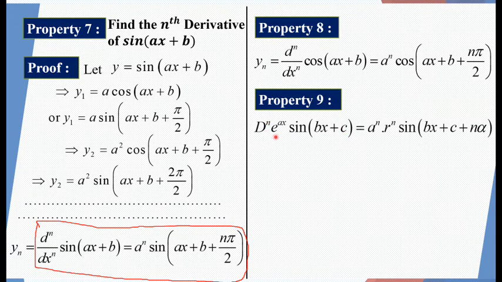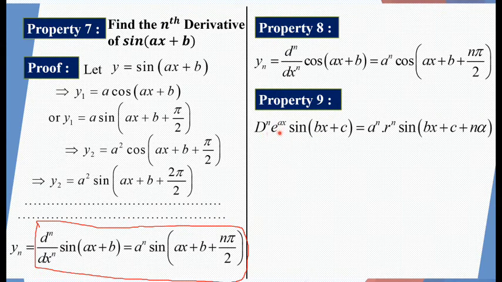Nth derivative of e raised to power ax sin(bx + c). Till property number 8, we have all the functions in the single term. Now we have the product of two functions, which is very specific: exponential and trigonometric, and in trigonometric it is specifically sine or cos.